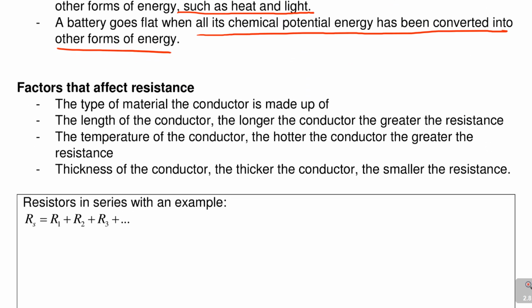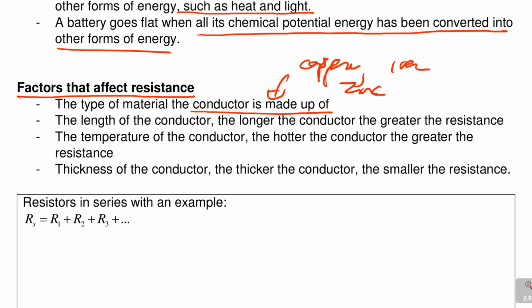You need to know these very important factors that affect resistance. The type of material of the conductor: whether you're dealing with copper, iron or zinc, any type of material will affect resistance. The length of the conductor is how long that conductor is. If you've got one wire like this and another wire like that, if this is AB and this is CD, the longer the conductor, the greater the resistance.